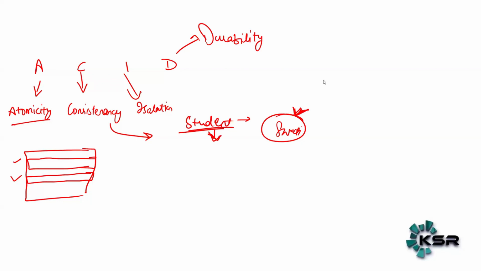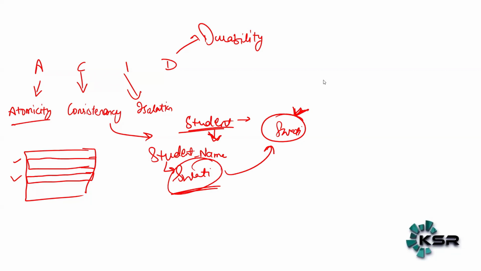Suppose Vaswaraj is trying to update the student name to Swati. Then when Swati is logging in, she should be able to see this. Clear, guys?